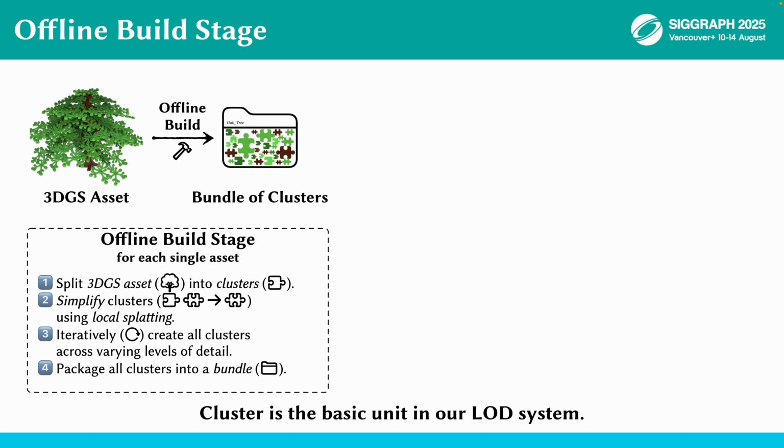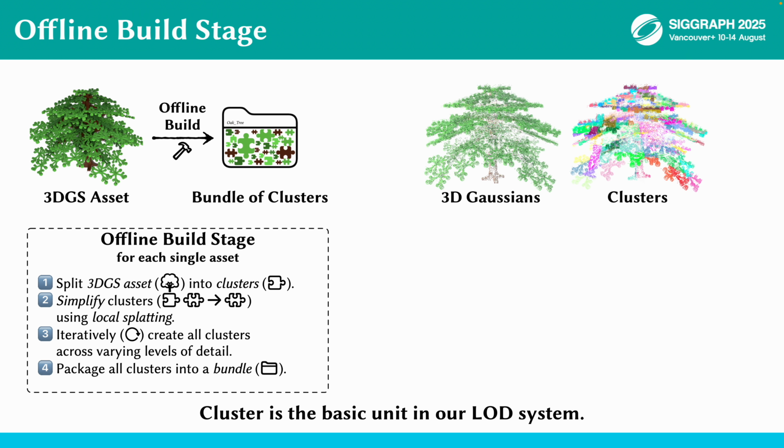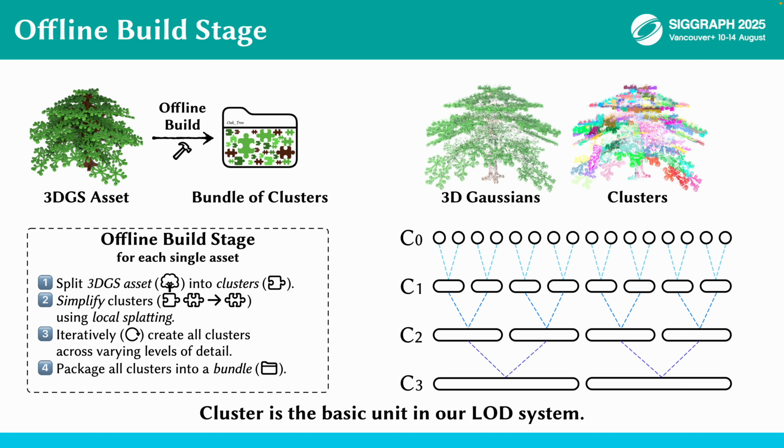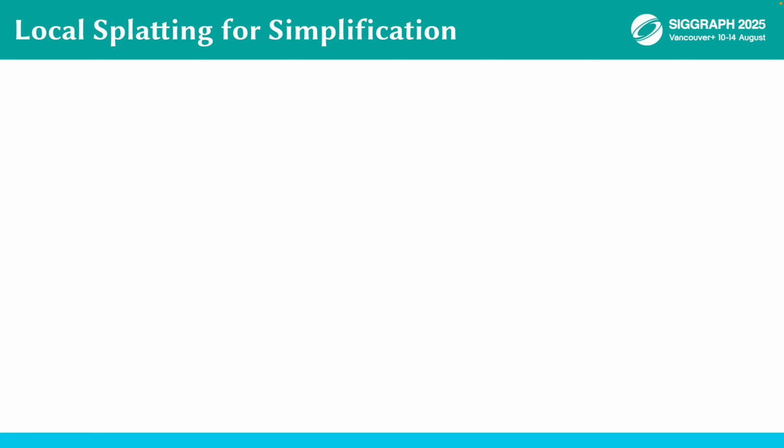We use the cluster as the basic unit in our LOD system, each cluster containing adjacent 3D Gaussians in 3D space. Compared with a single 3D Gaussian, a cluster is more meaningful and easier to optimize. We first split the 3D Gaussians in 3D GS assets into the finest cluster C0, and iteratively create cluster layers. The core of the offline build stage is the simplification process: how to simplify two clusters into one.